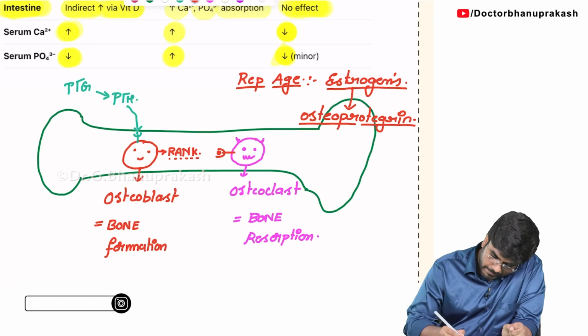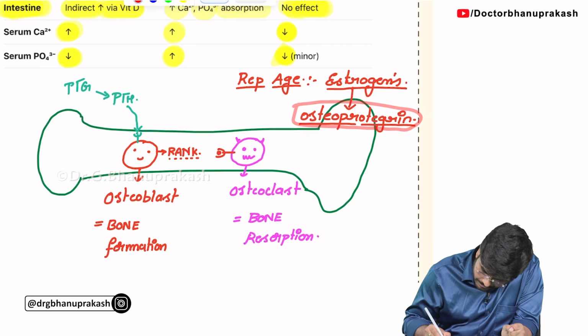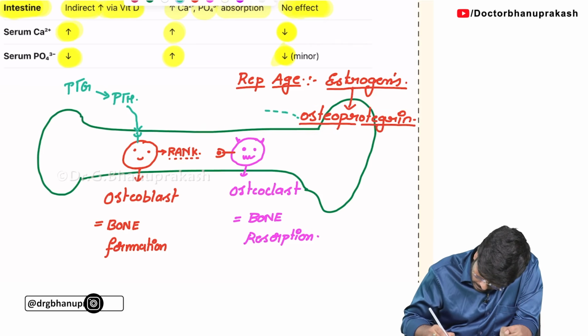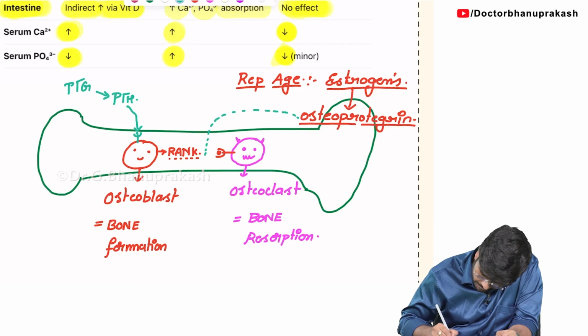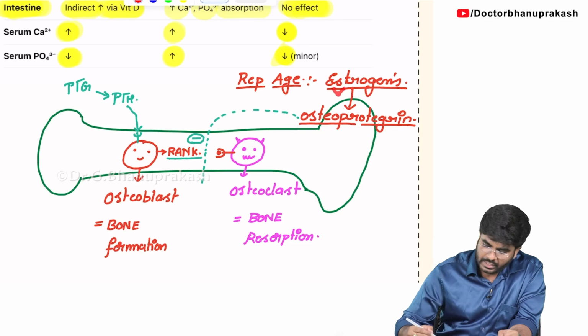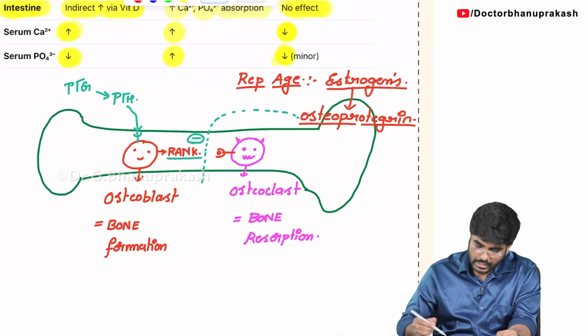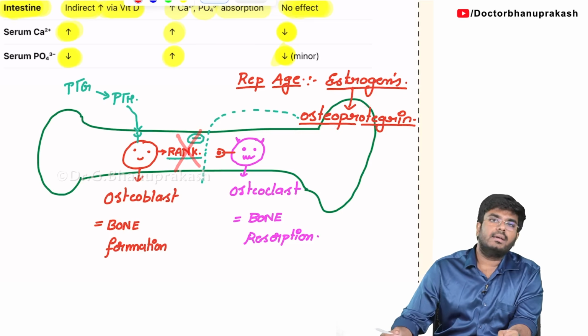See, this osteoprotegrin, what will it do? It is coming, and it will sit in between them. See, it is coming and it inhibits the rank ligand. So it is inhibiting the rank ligand. So now, in a female who has a good amount of estrogens, there is something called osteoprotegrin. Osteoprotegrin inhibits which ligand? Rank ligand.